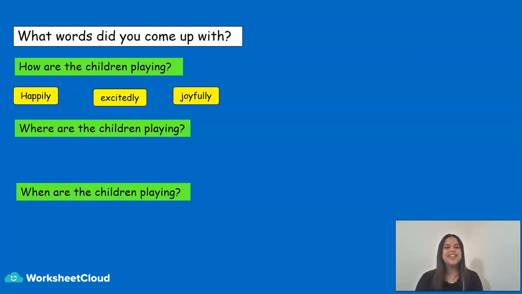and joyfully. So, yes, those are my three words that I chose to describe how the children were playing in the water. You can have any other words that you feel are more applicable than mine. It doesn't mean that you have to have the same words as me. But for this lesson, I'm just trying to give you an idea of what kind of words you could possibly use. Where are the children playing?